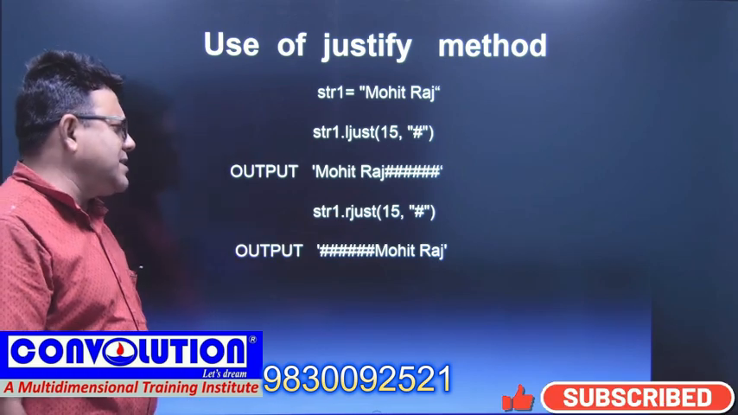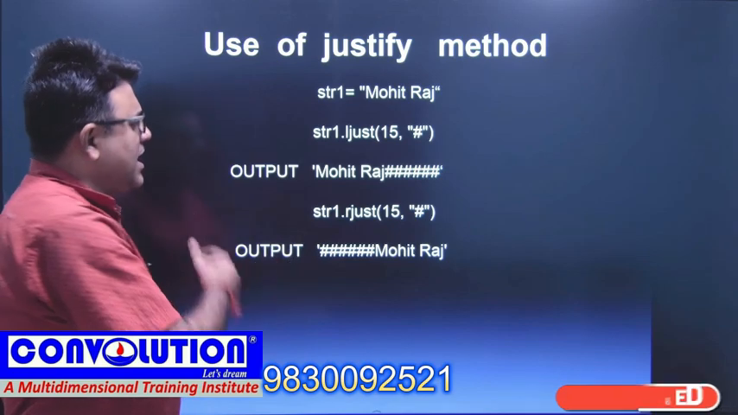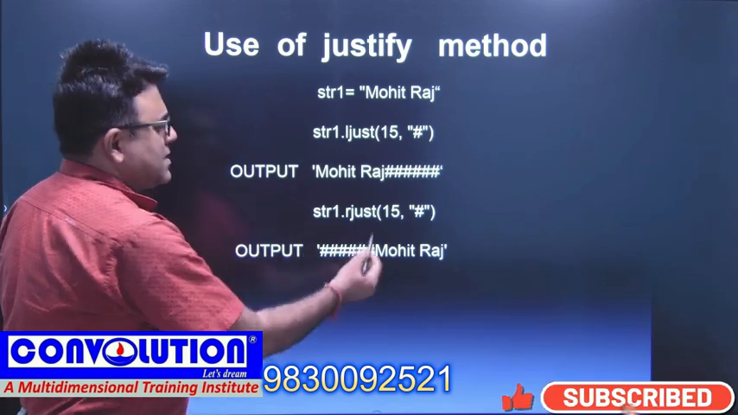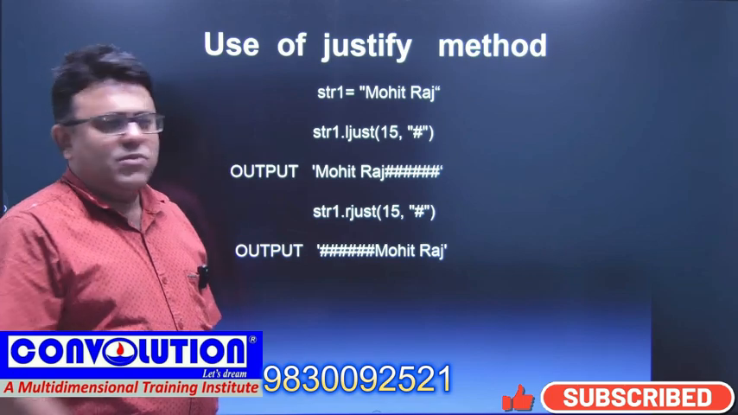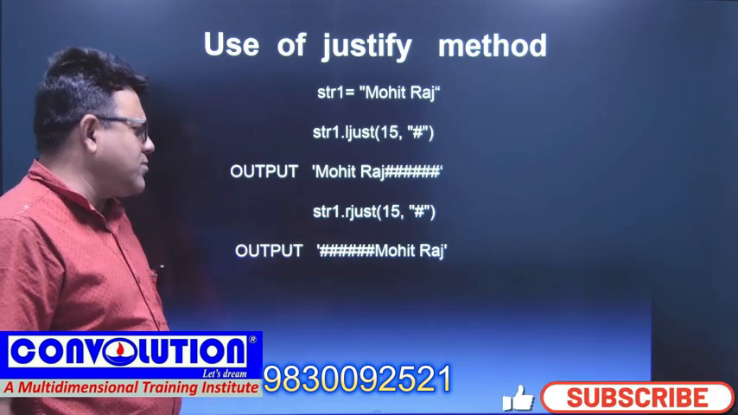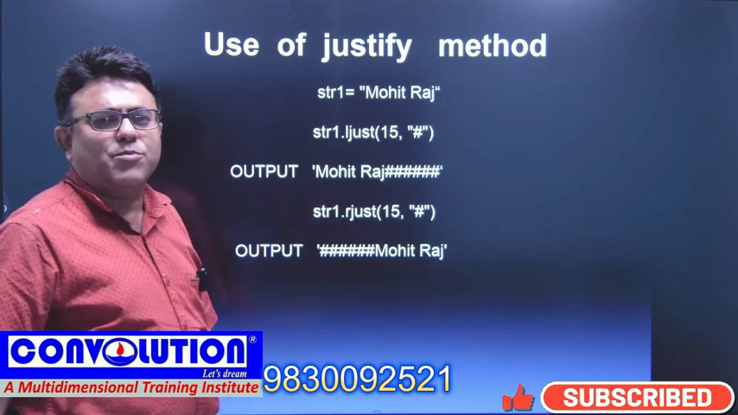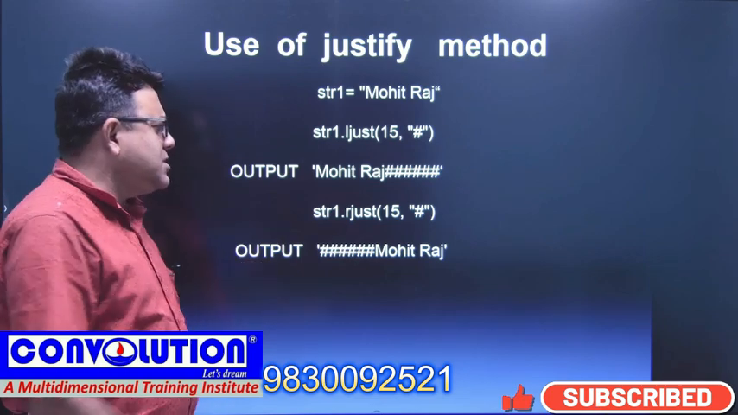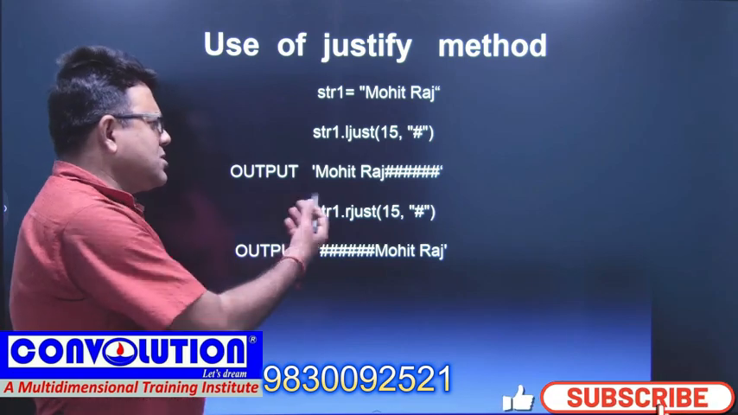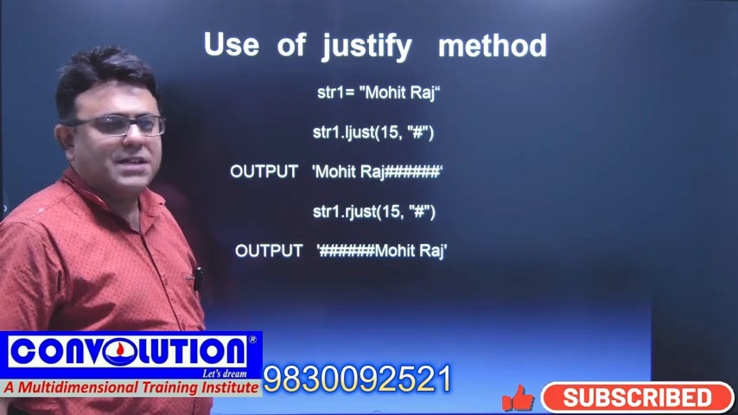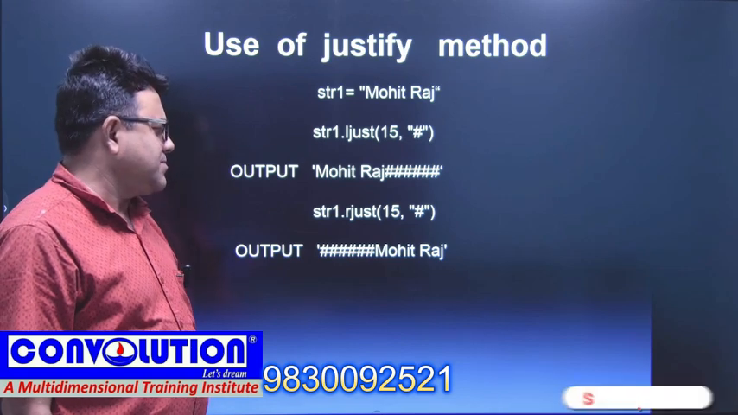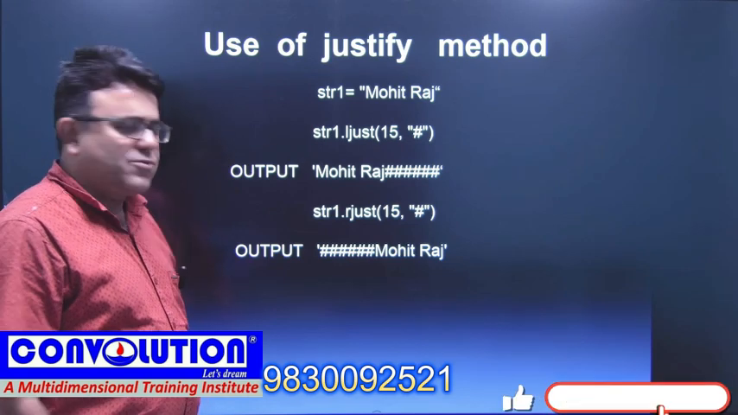Now along with ljust, similarly we have something called rjust. What is the difference? In this case, Mohit Raj will be on the right hand side, and the rest of the spaces are supposed to be before Mohit Raj. Whatever blocks we have, 3 blocks, we are going to cover with the help of the hash sign. So this is the significance of rjust, and this is the difference between the ljust and rjust functions. I hope it's clear to you.